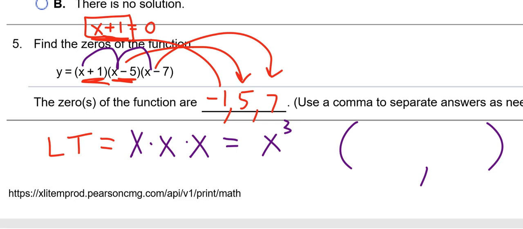Since this is odd, then I know that this is opposite of right. So it's down here and up here. So my pictures look something like this.